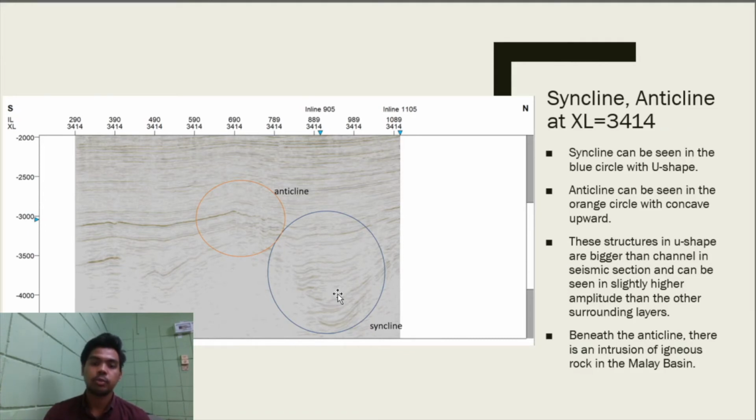From the seismic section, we have also discovered a few structures such as an anticline and syncline. In the blue circle, you can see that there's a U-shaped structure which is indicative of a syncline, and in the orange circle, you can see that the strata is continuous upwards, which is an anticline. We assume that the decline is caused by the intrusion of the igneous rock from the basement of the Malay Basin.